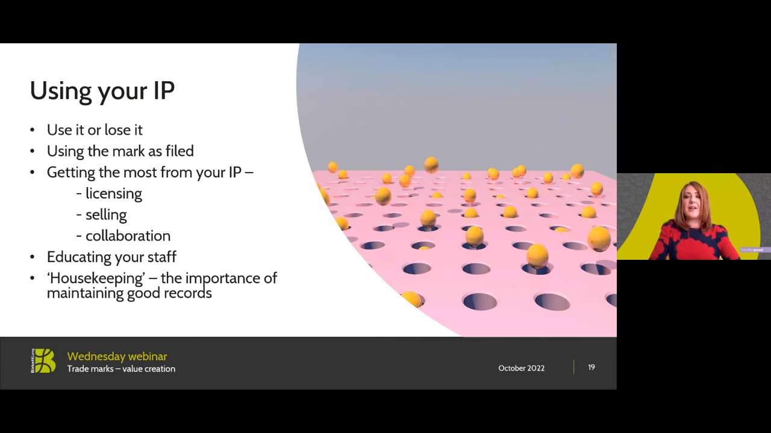So educating your staff. This is really important in terms of maintaining your protection. So this really means, have you thought about disseminating your brand guidelines to your staff, having internal talks on how to spot counterfeit, and reporting infringement?